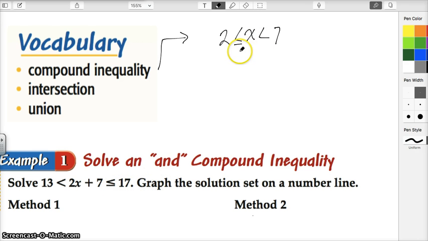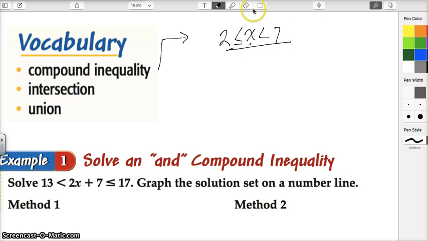And you'll see here in example 1 that we have a compound inequality. This is considered an and inequality because when it's written like this, we're assuming that both things can happen at the same time. This and that. x is greater than or equal to -2, and x is at the same time less than 7. So both can happen at the same time.